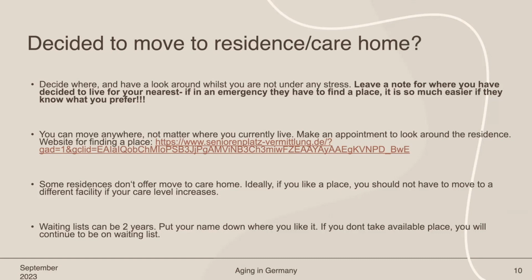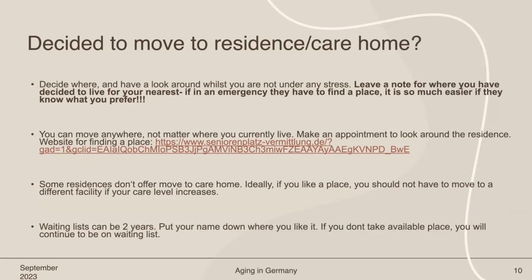So I would suggest to anyone to have a look around now before, you know, your need is urgent, because you're not under stress. Now you can actually look around and say, oh, I quite fancy this location and I like what's on offer. I like what they're doing. Or you can decide, no, this is not for me. I want to find a way of staying in my own home. Do it now and then leave a note for your nearest and dearest on what you have decided.